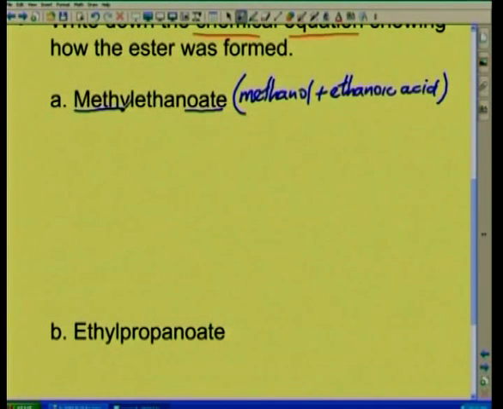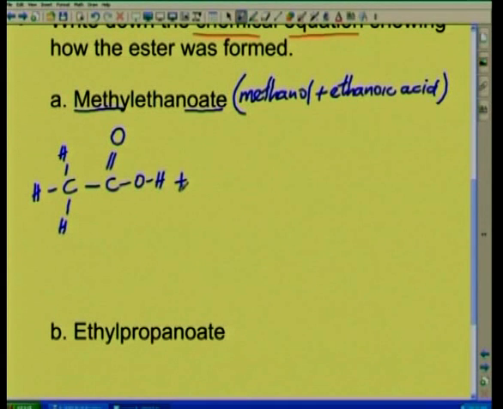Okay, ethanoate, 2 carbon atoms, a carbonyl group bonded to the OH. And this carbon atom will have its own hydrogen atoms around it. You add this to methanol. Methanol, it's C. Allow me to have the OH group this side. So H, O, then C, like that. That will be methanol. And let's see what is going to be produced.